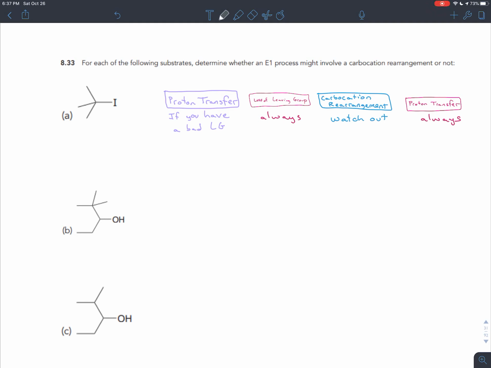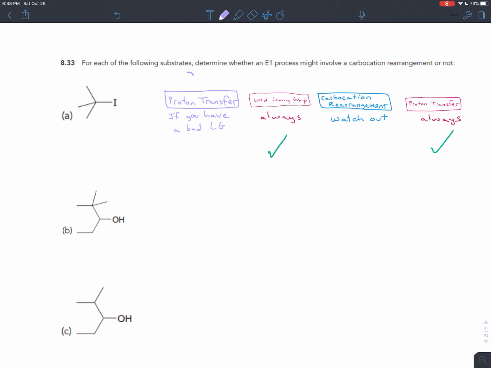Exercise 833 is again trying to ease us into drawing these complicated E1 mechanisms. Now in E1 mechanisms, you will always have loss of a leaving group and always have proton transfer. Those are just the staples, things that have to happen in order to have an E1 mechanism done, even in order to get the reaction to happen at all. You have to remove the leaving group, and you have to remove a neighboring hydrogen so its electrons can replace the electrons that the leaving group took with it.